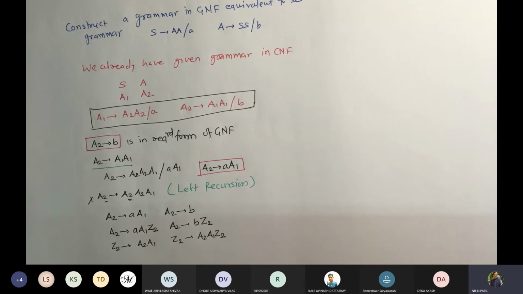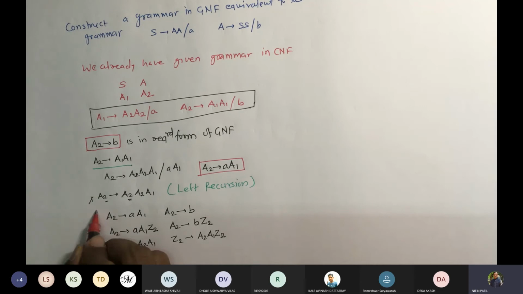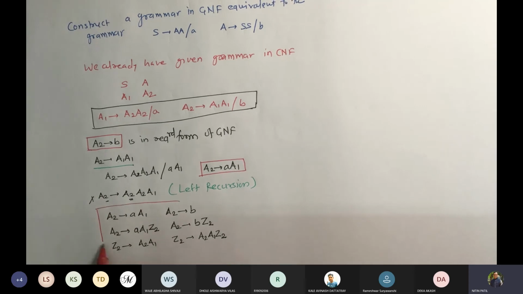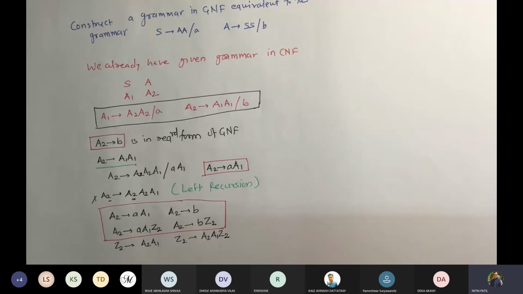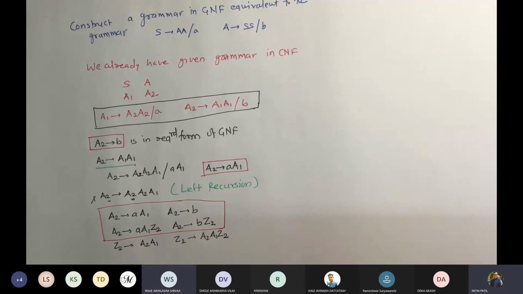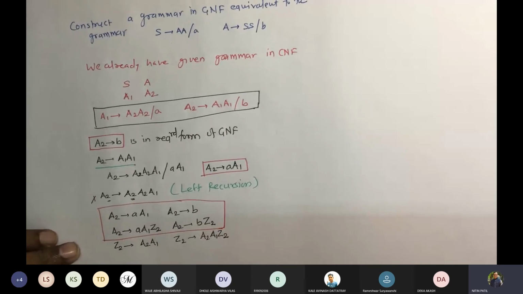Now, how many of them are now in required form? If I see, these are in the required form. Correct? Am I correct? Are they in required form? Yes, sir. A terminal simply, or a terminal along with non-terminal. So we have a terminal along with non-terminals here. Again, a terminal and non-terminal.